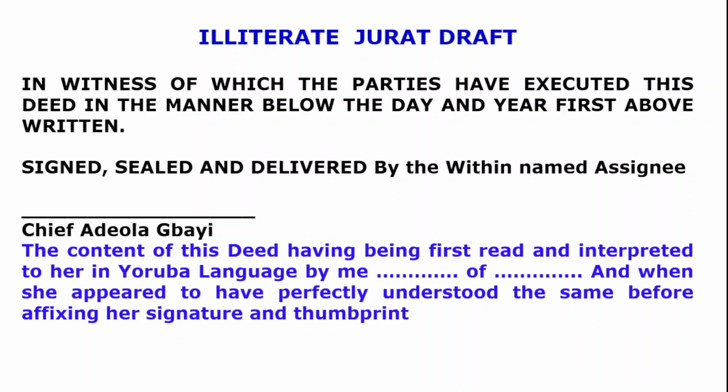It is clear that he does not understand English, therefore he is an illiterate. So now you are including this illiterate jurat to show that, see, before Chief Adeola Gbayi affixed his signature or added his thumbprint, we actually read his documents and interpreted it to him. Now, who is supposed to attest to this jurat is not the party drafting. It's not the assignor that will be saying, I interpreted the document.